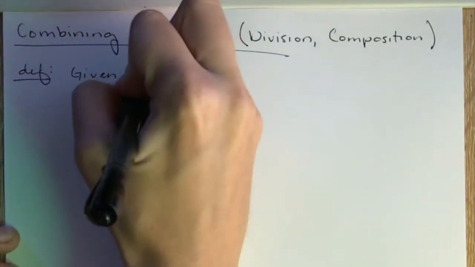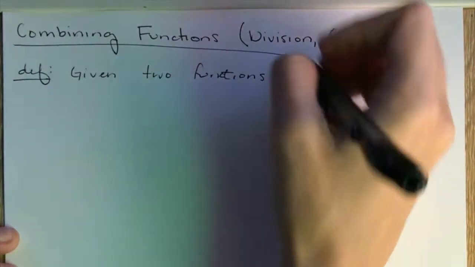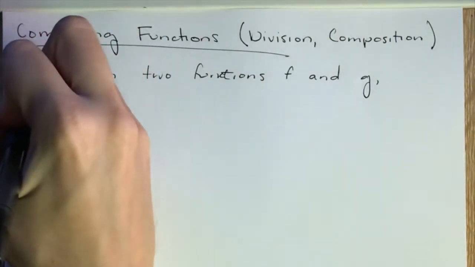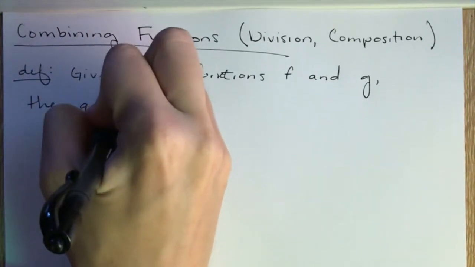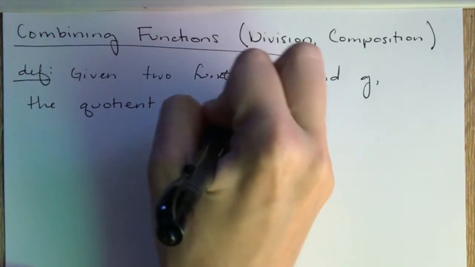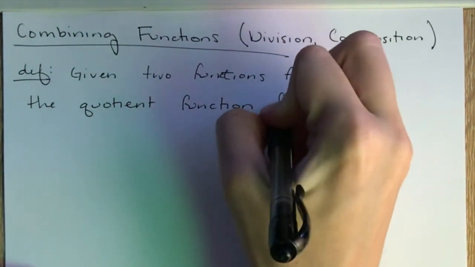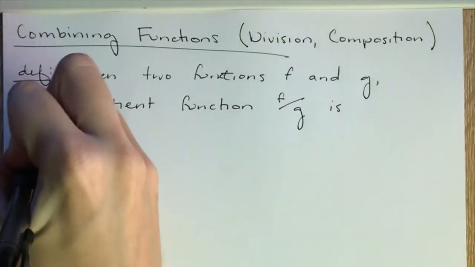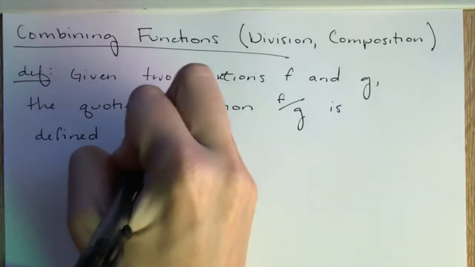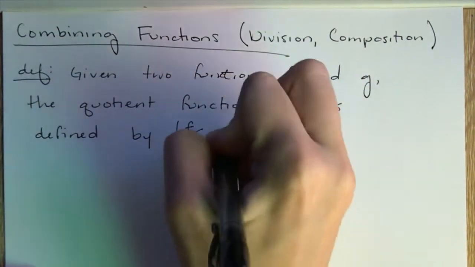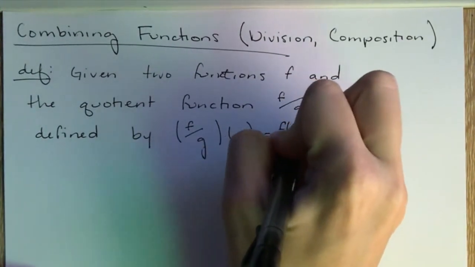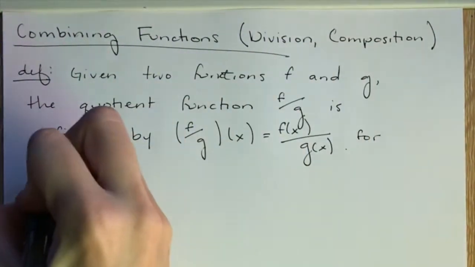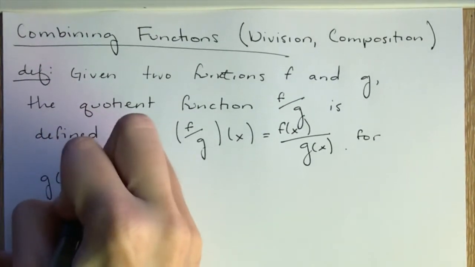So given two functions, f and g, the quotient function f over g is defined by (f over g)(x) equals f(x) over g(x), for g(x) not equal to 0.